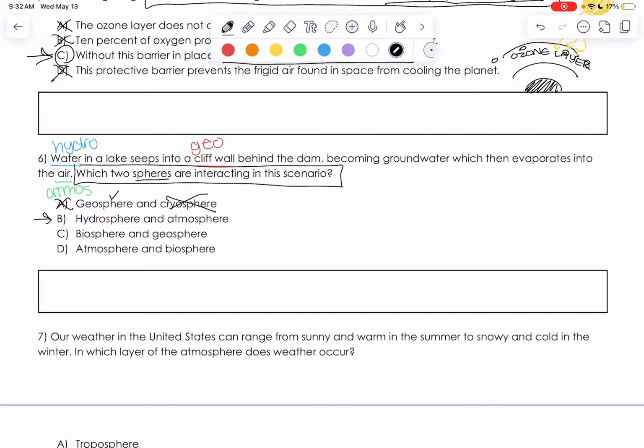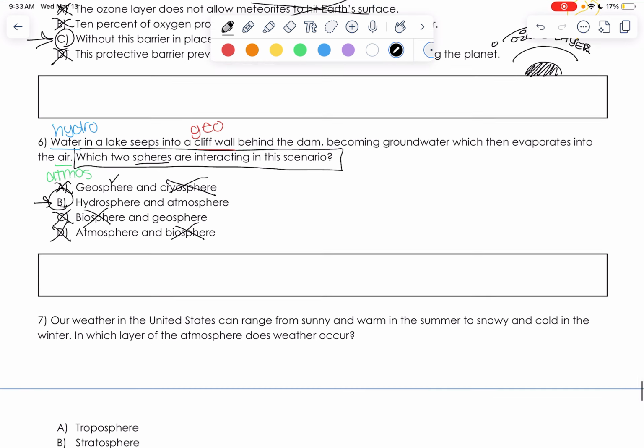C says biosphere and geosphere. We don't have any biosphere here. Can't be C. And for the same reason, it can't be D. There's no biosphere. So B is your correct answer.